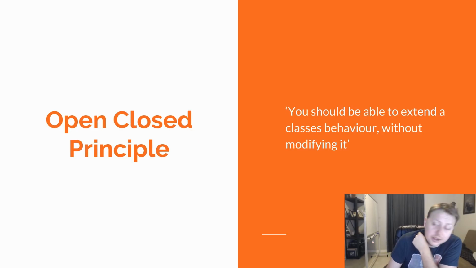So after the S comes the O. Open closed principle: you should be able to extend a class's behavior without modifying it. So this goes to my earlier statements about we want to extend functionality. We don't want to modify functionality. And principles are in a perfect world, right? Sometimes requirements don't come through, and sometimes this isn't possible, but this is the general idea. These are what we are trying to follow in a perfect world.